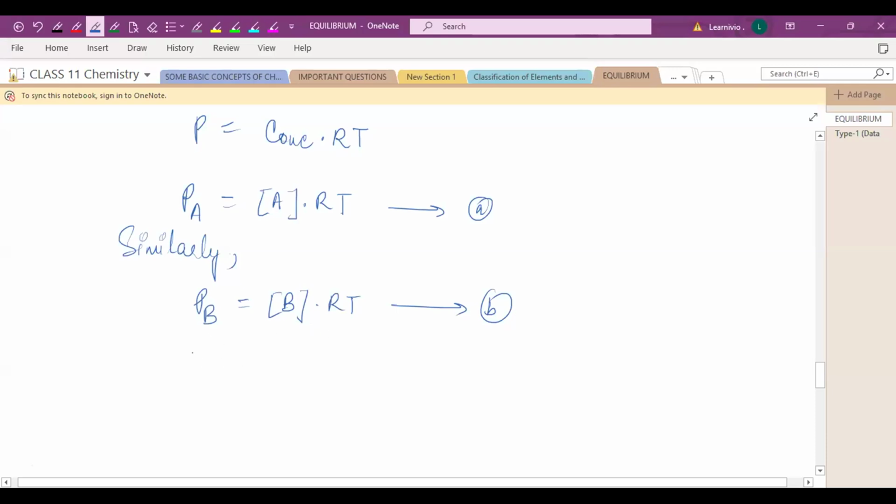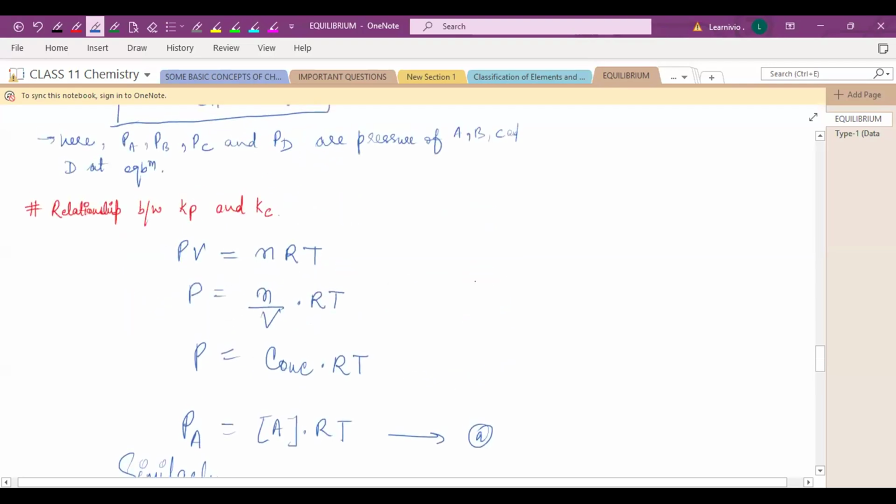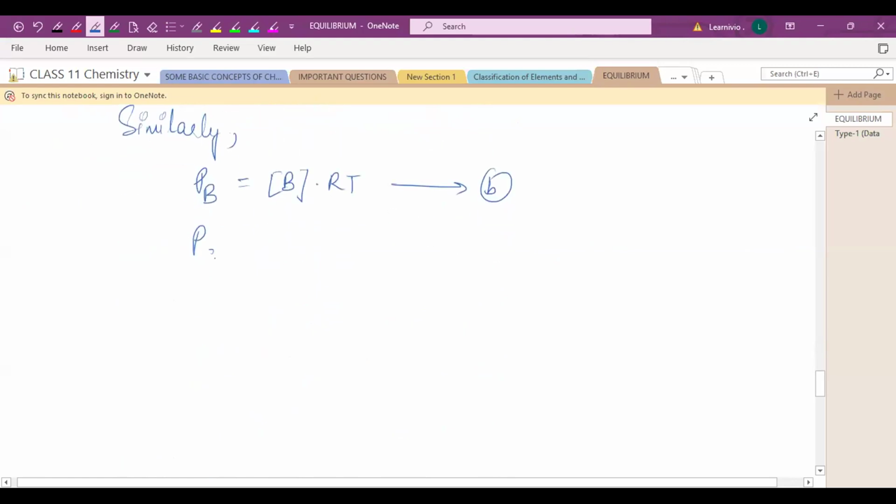Next, you can consider this equation: A, which is in gas, plus B, again in gas. This is in equilibrium, with forward reaction and backward reaction. It will give you C, again in gas, and D, which is in gas. So you can consider this general equation. PC will be concentration of C into RT, let it be equation c. Similarly, for PD, you can write concentration of D into RT.